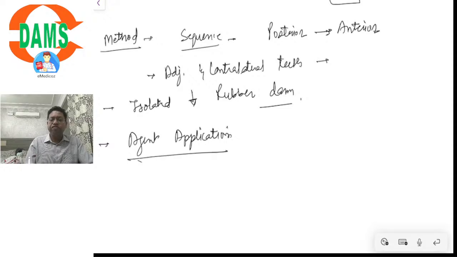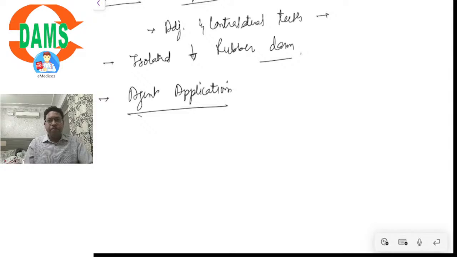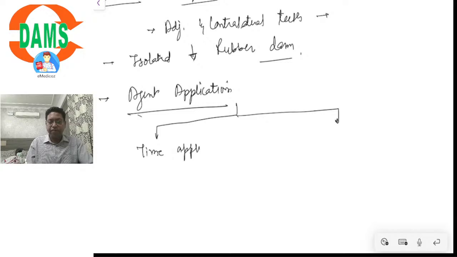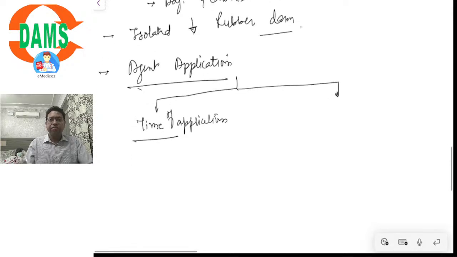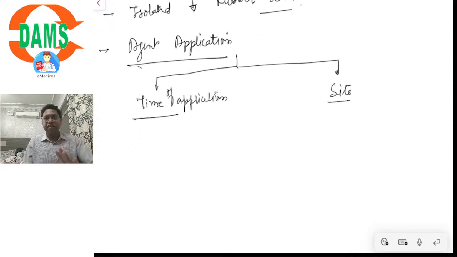Whatever cold testing agent we have chosen, we have to apply it onto the tooth being tested. For agent application, two factors need to be considered. What would be the time of application? How much time do we apply the agent? So, time of application. And the second factor is site. Which area of the tooth should we apply the testing agent to, so that we get the best possible response from the patient? The time of application is usually in the range of 15 seconds.